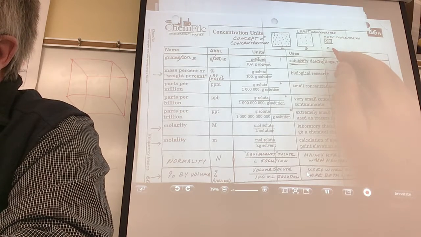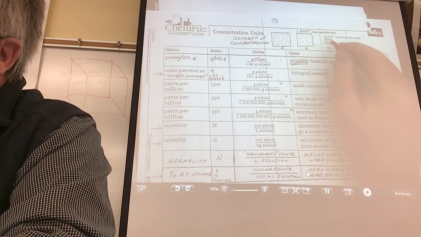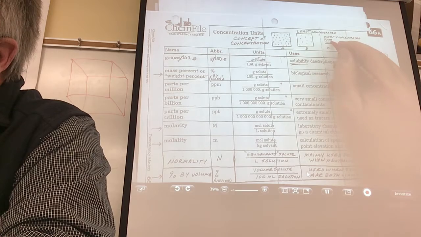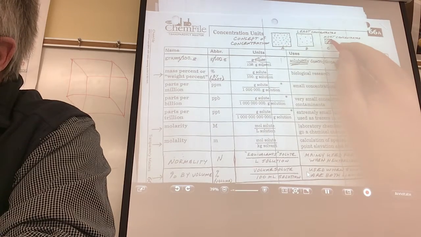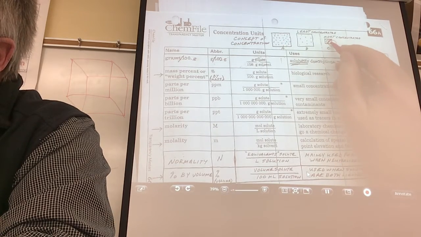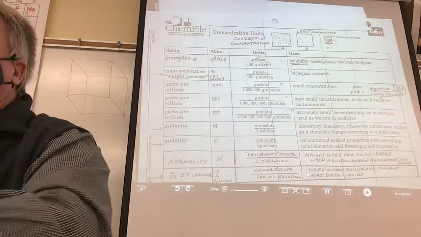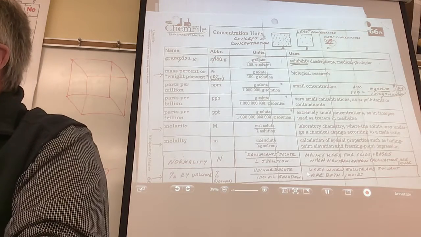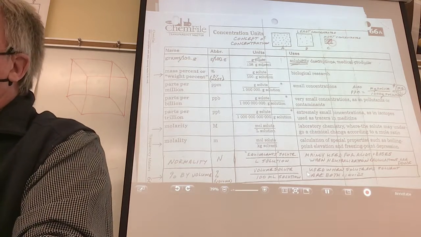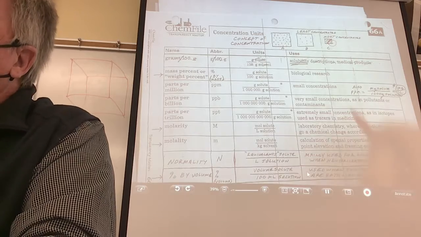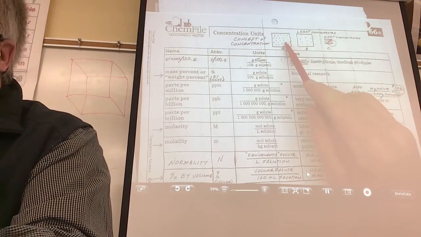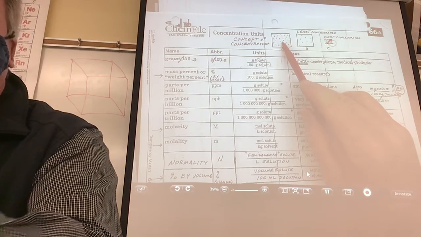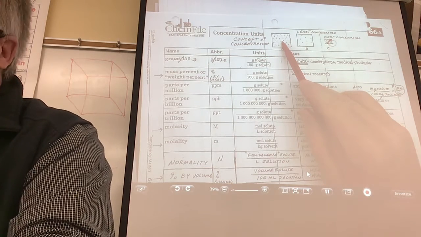Which one is more concentrated? This much of this or all of that? Which one's more concentrated? This much of that, not this. And so what you need to know is any volume, any amount of that is more concentrated than an ocean full of that. You get that? It's a ratio thing. So we have to watch out for ratios.